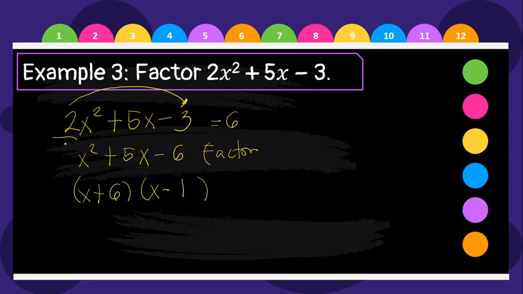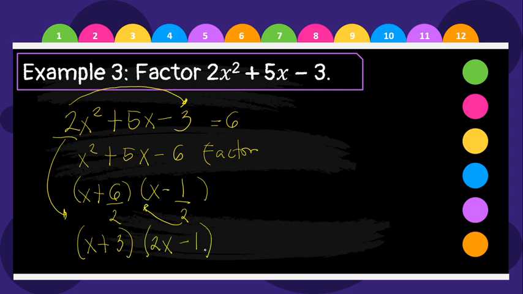Then I'm going to divide by 2. X plus 6 divided by 2 is 3, so that is x plus 3. And negative 1 over 2 cannot be simplified anymore, so I'm going to put the 2 in front of x. And that's the factor.